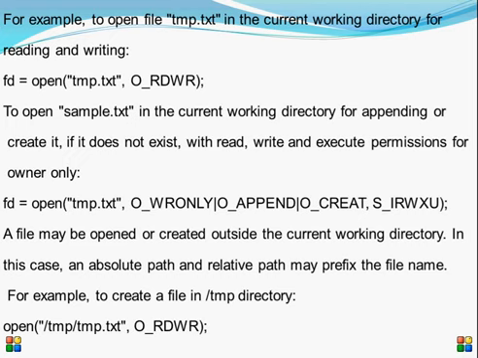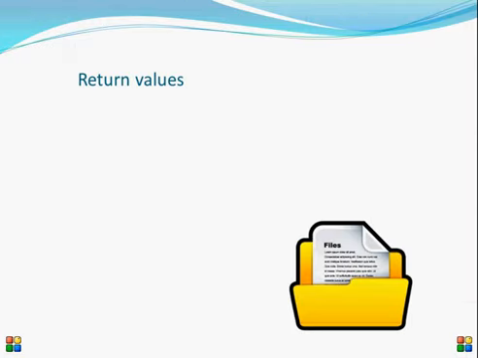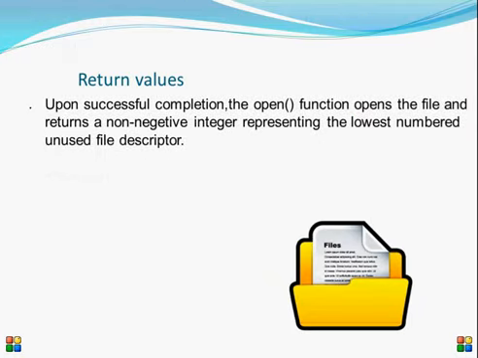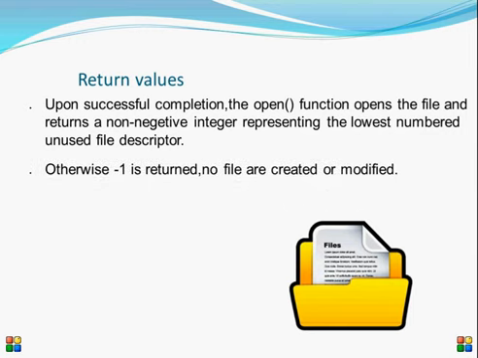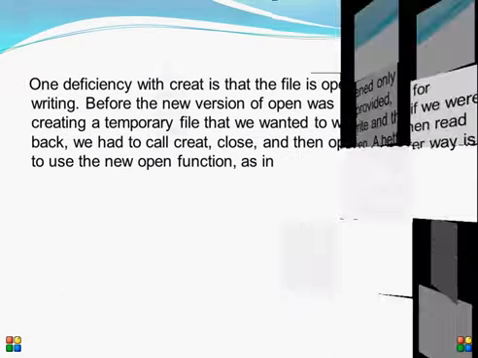A file may be opened or created outside the current working directory. In this case, an absolute path or relative path may prefix the file name. For example, to create a file in the /tmp directory, we can use this. Return values: upon successful completion, the open function opens a file and returns a non-negative integer representing the lowest numbered unused file descriptor. Otherwise, -1 is returned, and no file is created or modified.